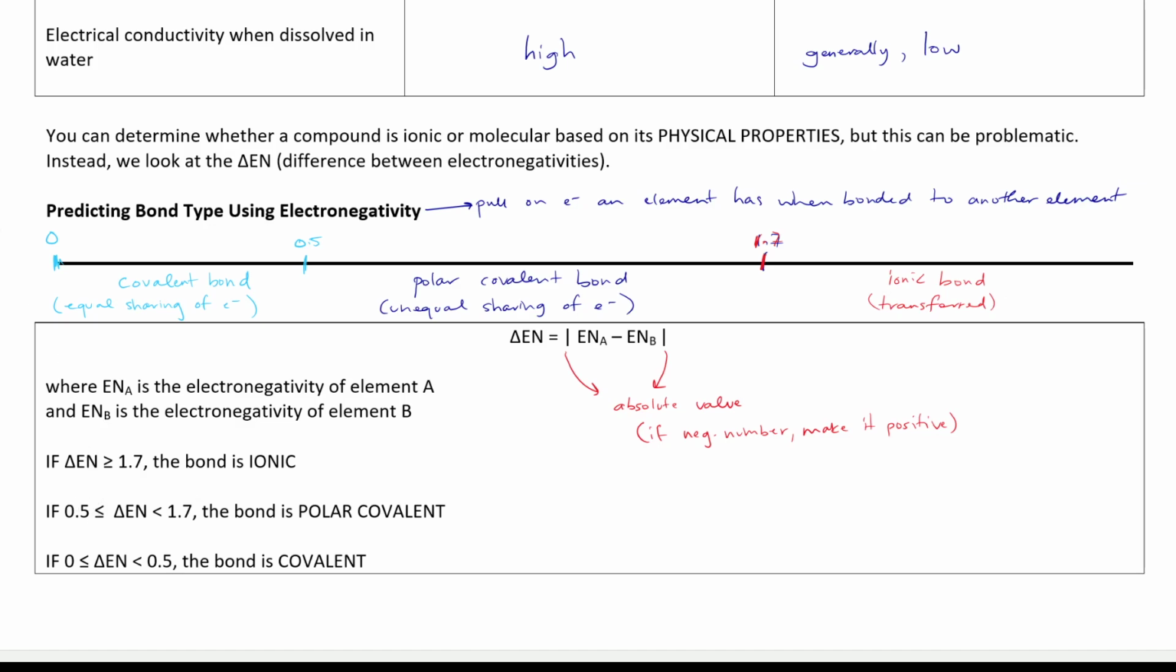This part may have been cut off in your notes based on the 3-hole punching. So it's between 0.5 and 1.7, inclusive of 0.5. So if you get 0.5, that is considered a polar bond. So between 0.5 and 1.7, that's a polar covalent bond, which means unequal sharing of electrons. The electrons are pulled to one side of the bond. And if you get between 0 and 0.5, but not inclusive of 0.5, so for example 0 to 0.4, we would consider that a covalent bond, where there's more or less equal sharing of electrons.